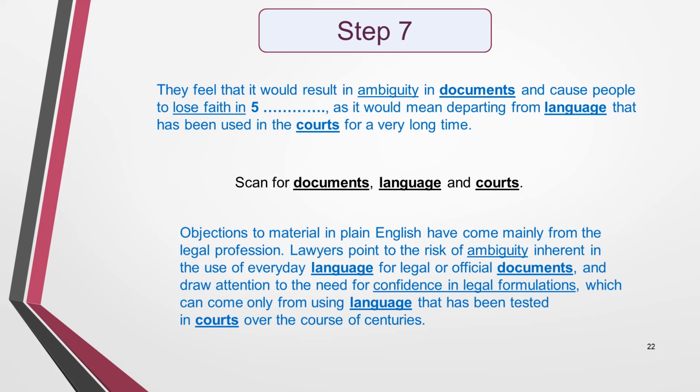I select my keywords as before. I think that documents, language and courts are the best ones to scan for. I scan for them and soon identify the sentence containing the answer, but there's more work to be done to find the word or words I need.